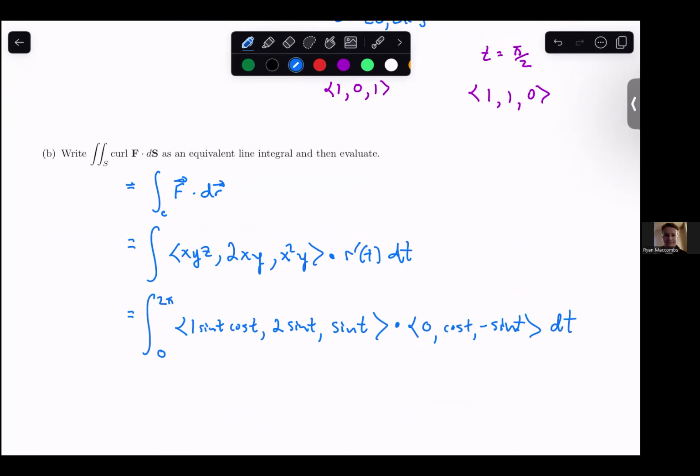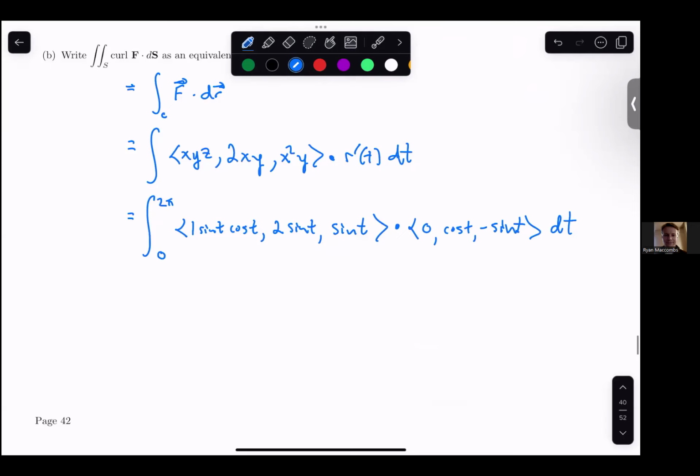All right, now we have the hard bit done. Now let's go ahead and evaluate out our dot product. So let's see, 0 times anything is going to be 0. Then we're going to have what? 2 sine cosine. And then we're going to have what? Negative sine squared.